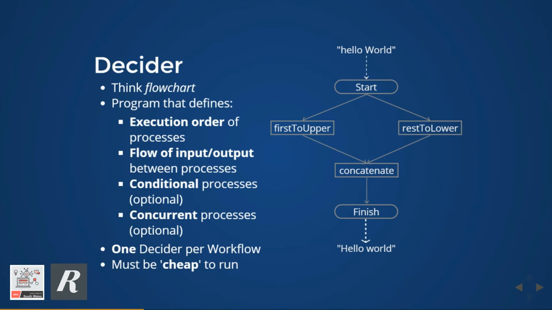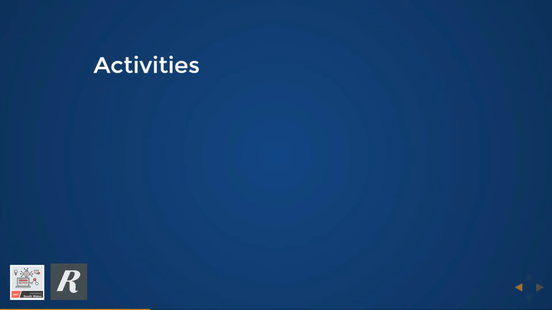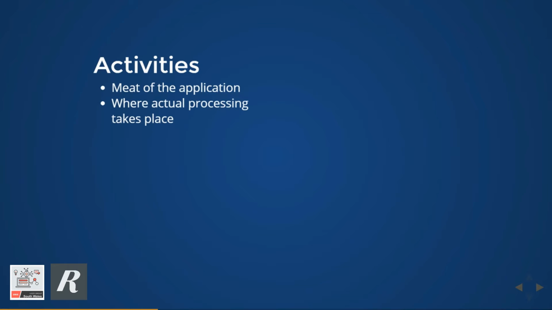You can see there that the first two upper, rest to lower, and concatenate operations are what we're going to implement in our activities, which are the other part of an SWF program. They're the real meat of any application. It's where the real processing takes place. And activities can be expensive, in the case of the stuff that we worked on at Radify for one of our clients, which I'll show you later, or as cheap as necessary, as in the case that I'm concocting here.